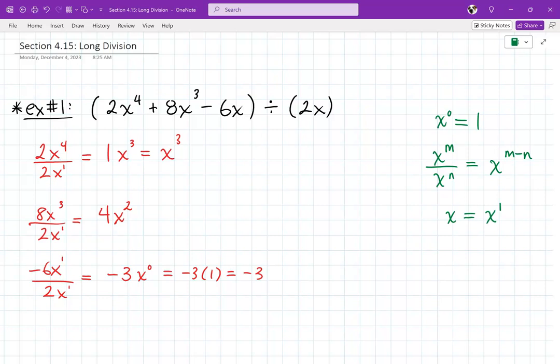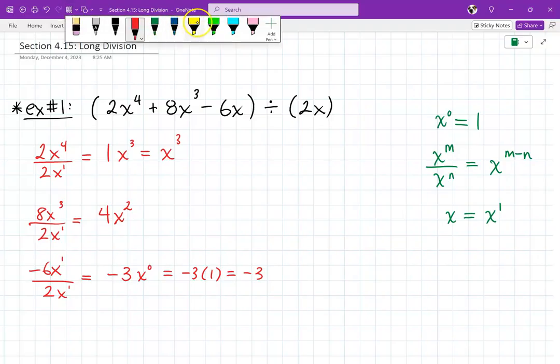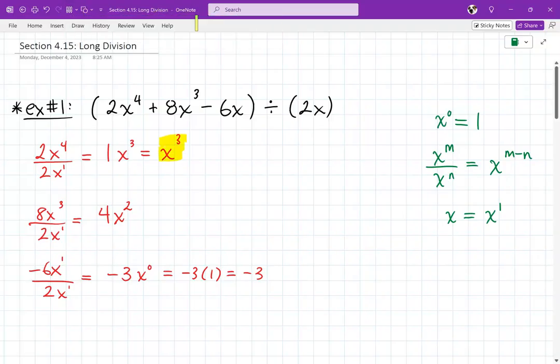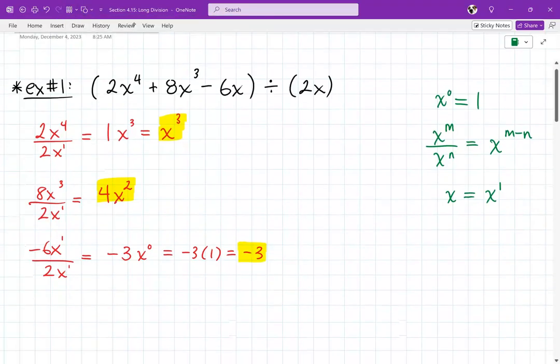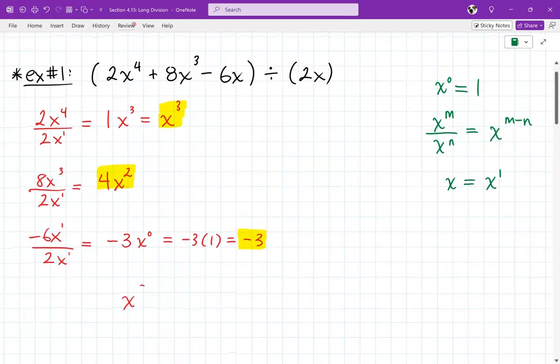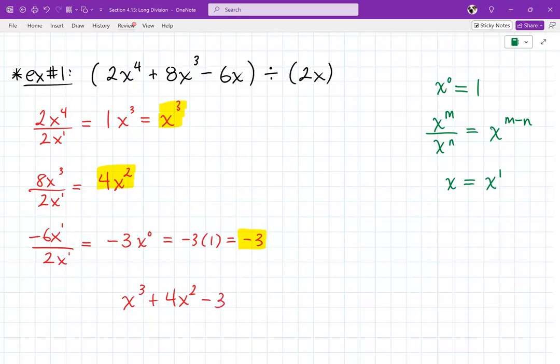I just got to write my answer out. So my answers are right here. I'm going to write these out in the order in which I solved them. Okay? So my answer for this is going to be x cubed plus 4x squared. I put plus because it's not negative. And then minus 3. And that's it. You're done. Okay, so x cubed plus 4x squared minus 3.